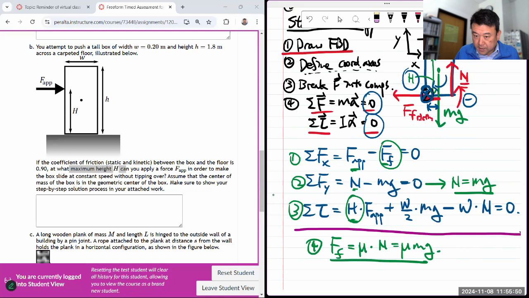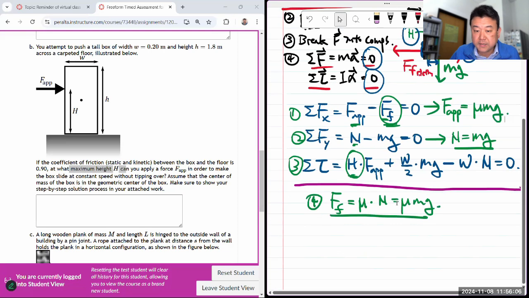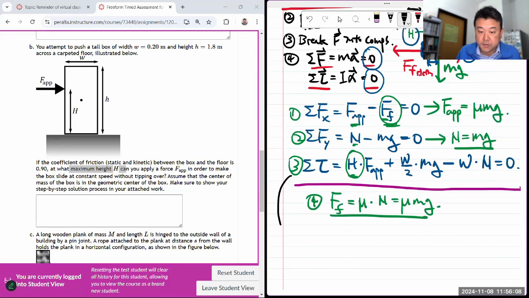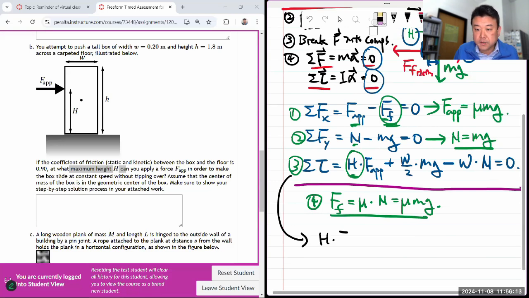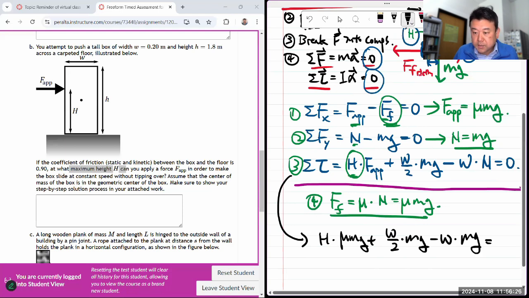So let's be systematic about this. I can solve equation 1 for applied force. My applied force must equal friction force, which is equal to mu mg. I can plug it in here, plug in normal force here. Then I think I'm going to have a single equation in terms of a single unknown. So h times applied force, that's going to be mu mg plus w over 2 times mg, everything known, minus w times normal force, mg, is equal to 0.